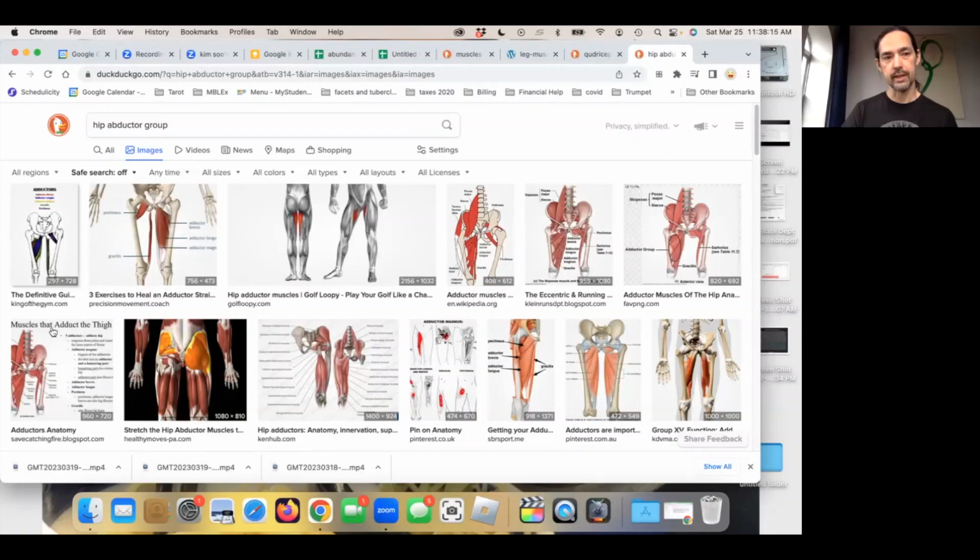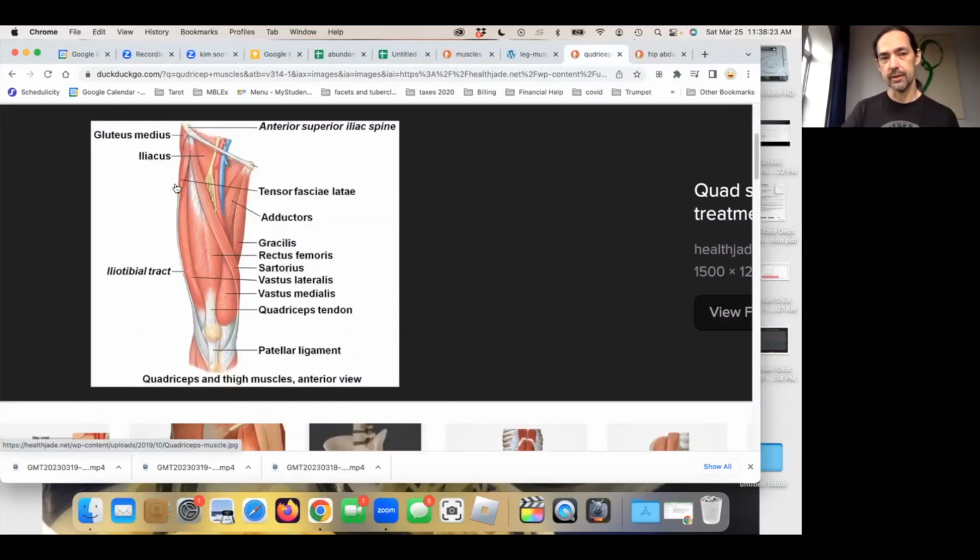Oh, it's giving me the adductors. It's funny. So we'll go over the abductors in a moment, but notice the tensor fascia lata on the side. Here's part of the gluteus medius wrapping around the anterior superior iliac spine. Here's the adductor group you were asking about earlier.